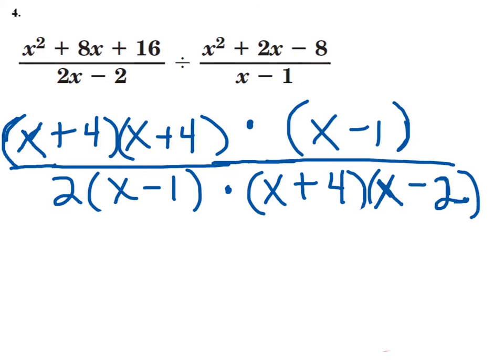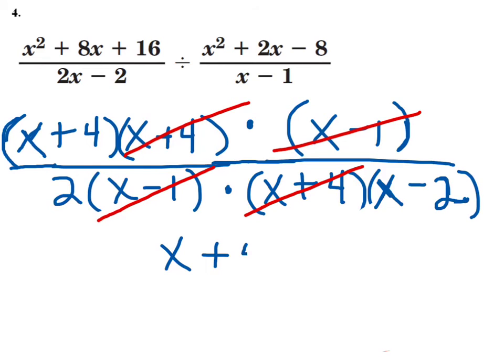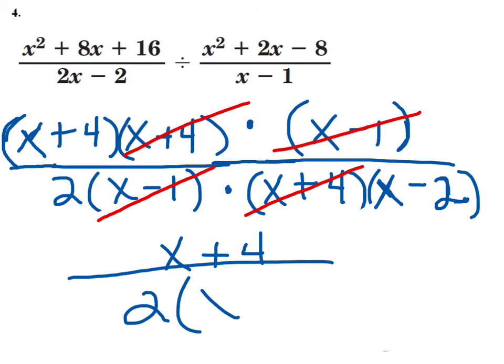Now, at this point in time, it's possible for us to cancel all of our common factors. So the x minus 1 cancels on the top with the x minus 1 in the bottom, and the x plus 4 on the top cancels with the x plus 4 on the bottom. Then, since we've now canceled all possible common factors, we rewrite our expression as x plus 4 all over 2 times x minus 2.